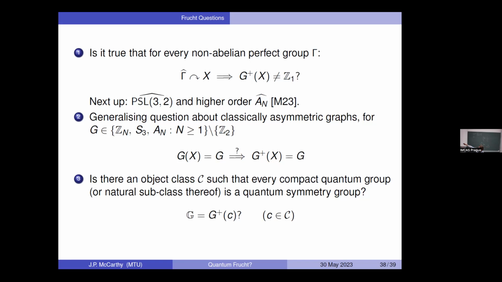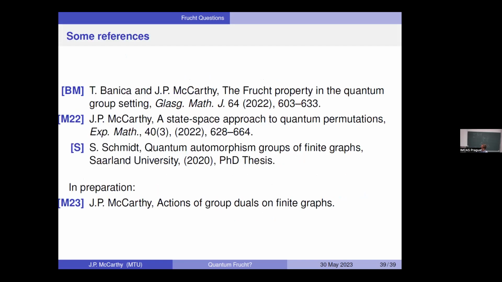But actually, very recently, someone has found one with Z2. I only learned that two weeks ago. And then again, could we have a quantum Frucht theorem where we have a class of objects such that every compact quantum group, or a natural subclass, is a quantum symmetry group? The natural candidate there is quantum graphs. Whether that works or not, I don't know. So I think that's everything I have.